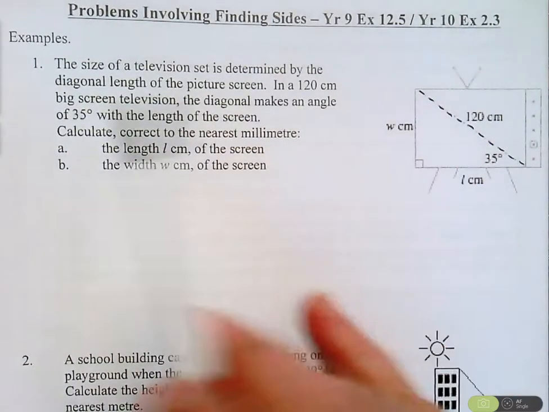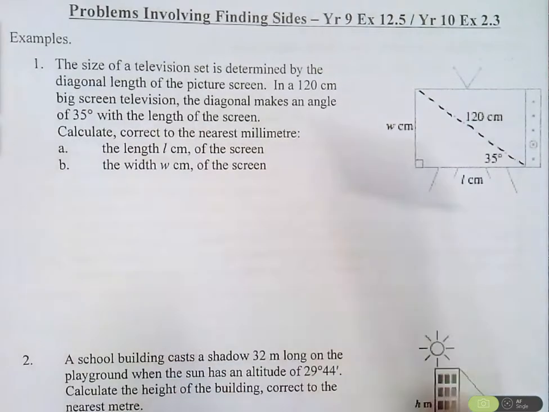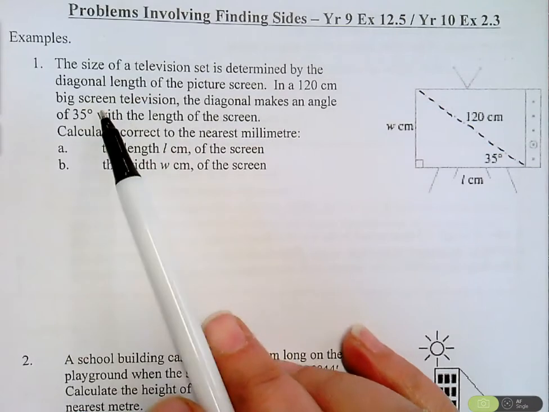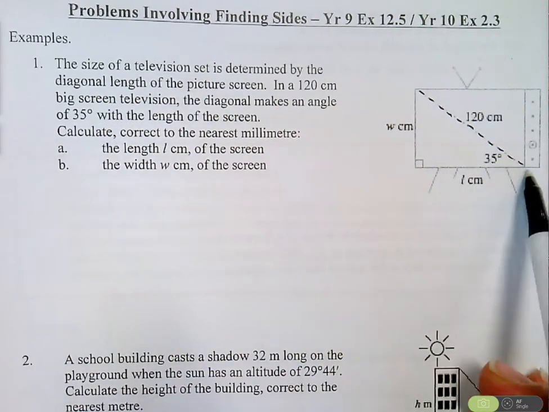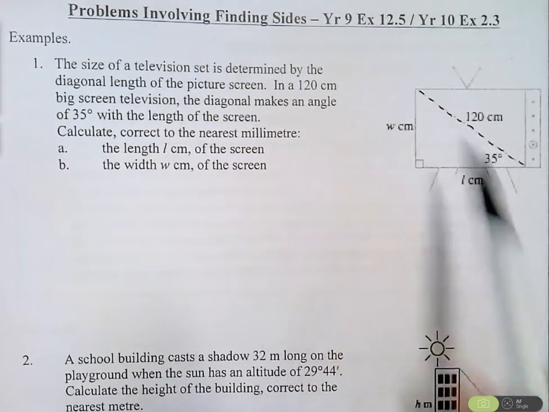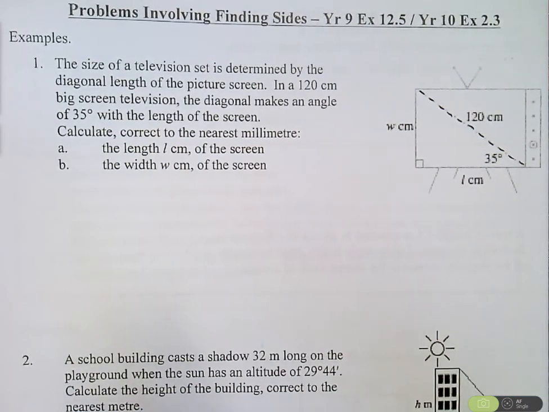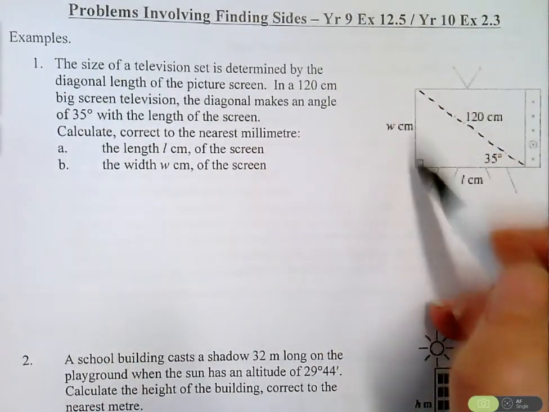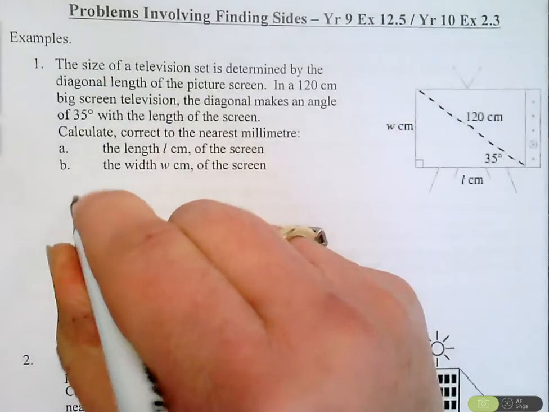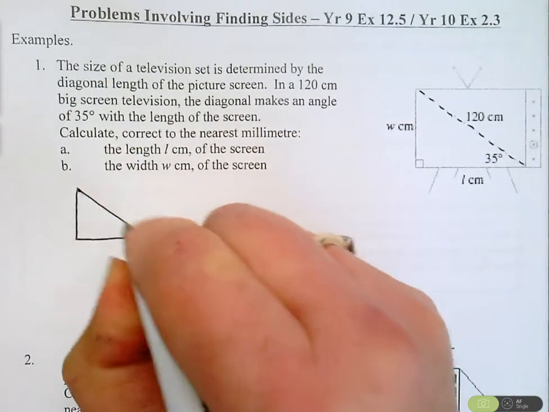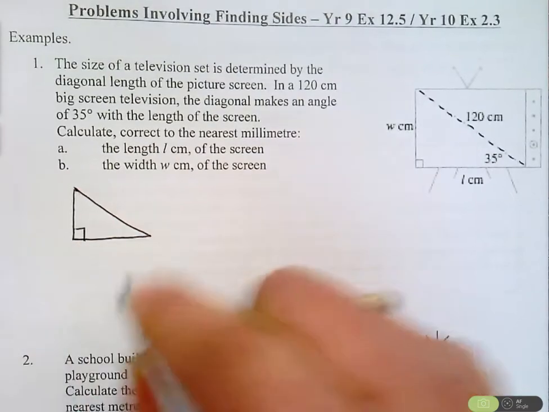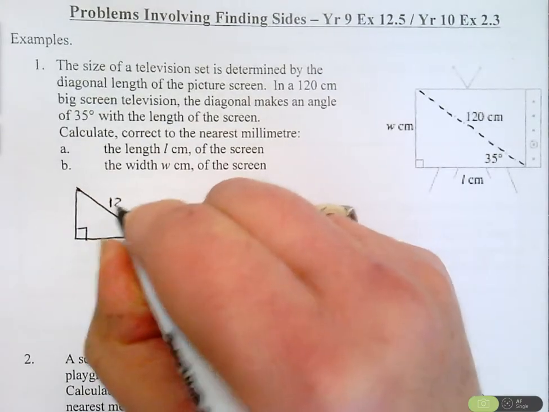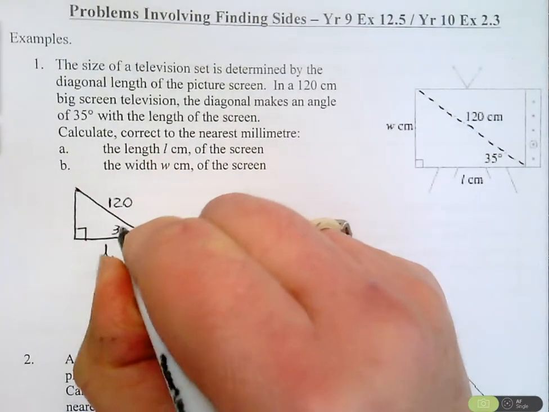In a 120 centimetre big screen TV, the distance for the diagonal is 120 centimetres, and the diagonal makes an angle of 35 degrees with the length. That's the length and that's the width of the screen. It's asking you to calculate L, the length of the screen, and W, the width of the screen. So I'm going to draw the triangles separately. Because I want to calculate L, I'm going to do a separate triangle for the L without the W. And here's the 120, and there's the 35.